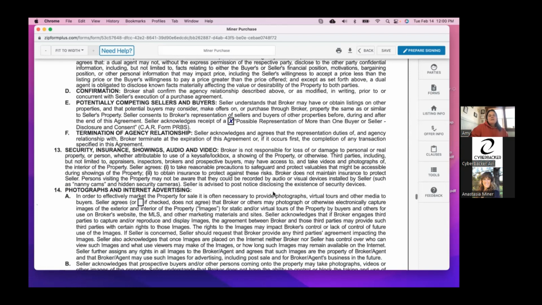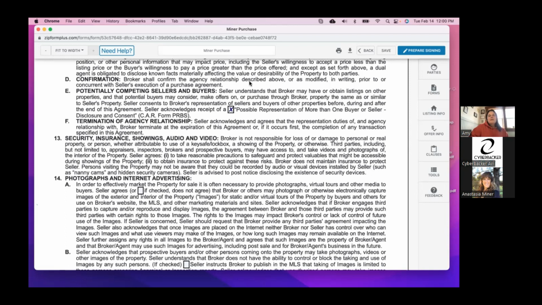Confirmation. Broker shall confirm the agency relationship described above or as modified in writing prior to or concurrent with the seller's execution of the purchase agreement. Potentially competing sellers and buyers. Seller understands that broker may have or obtain listings on other properties and that potential buyers may consider, make offers on, or purchase through broker property the same or similar to the seller's property. Seller consents to broker's representation of sellers and buyers of other properties before, during, and after the end of this agreement. Seller acknowledges the receipt of the possible representation of more than one seller or buyer disclosure and consent.